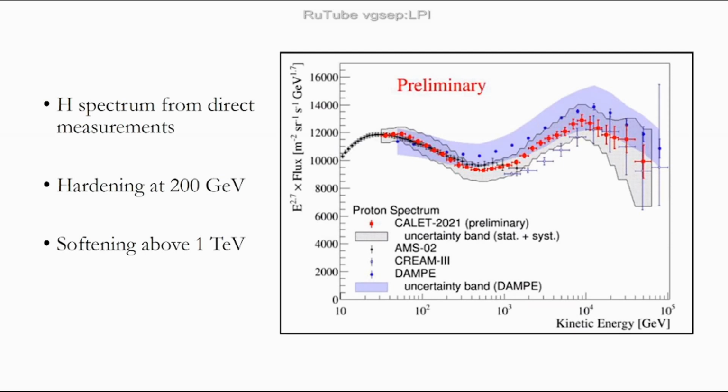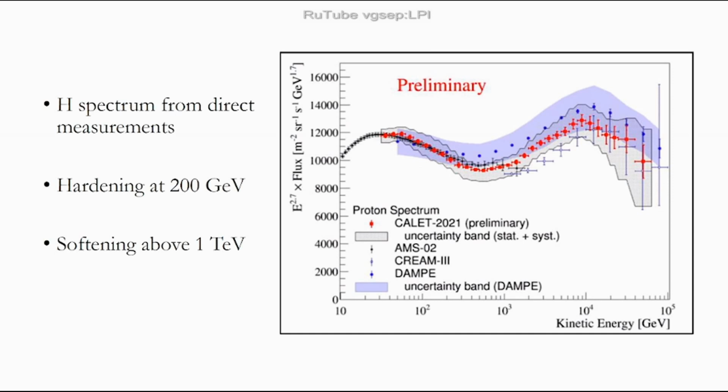And speaking of direct measurement, we can have a look at the spectra of the single elements. In this plot, I've taken the hydrogen, the proton spectrum, published, I think, by the CALET collaboration last year, 1 year ago. And in this plot are also reported some of the latest measurements like AMS, CREAM, or DAMPE. I'm sure this is partial and incomplete, but it's just to have an idea of what are the latest measures.